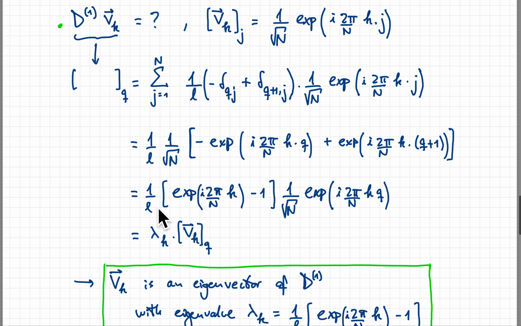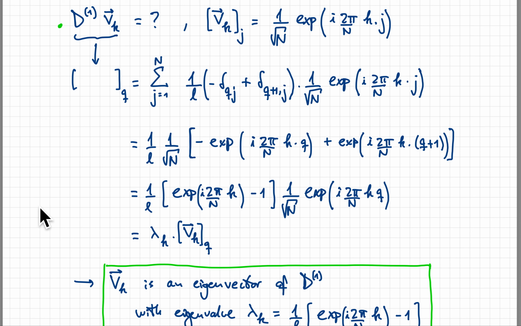And so what we get at the end of the day is 1 over L times this term in brackets, which depends only on k, but not on q. It depends only on k. And then the vector that I started with. If you look at this carefully, you see it's the same guy. It's v k element q. So it's the same thing that I started with.